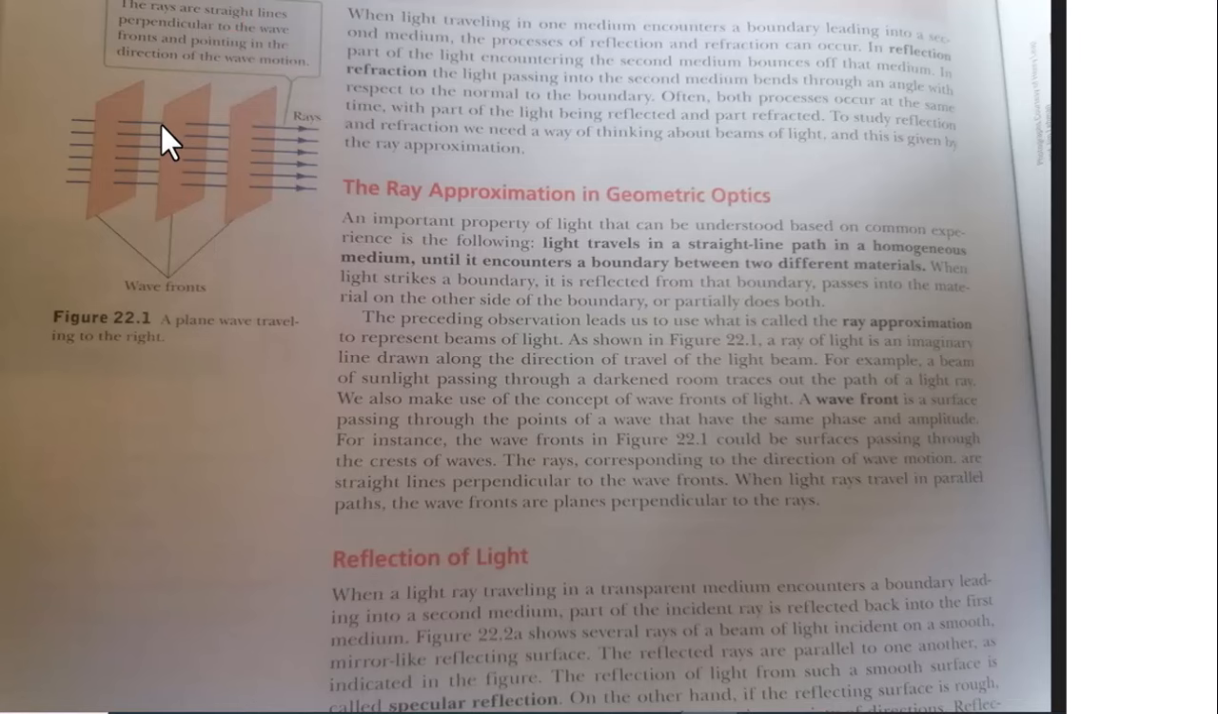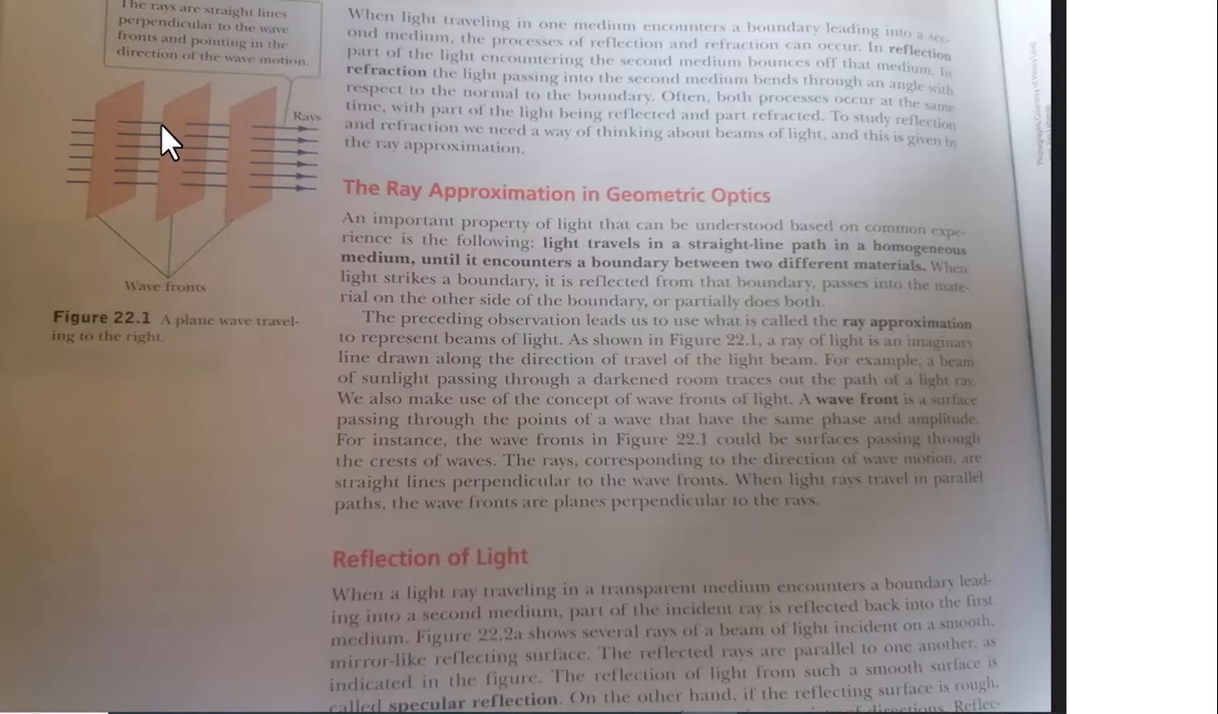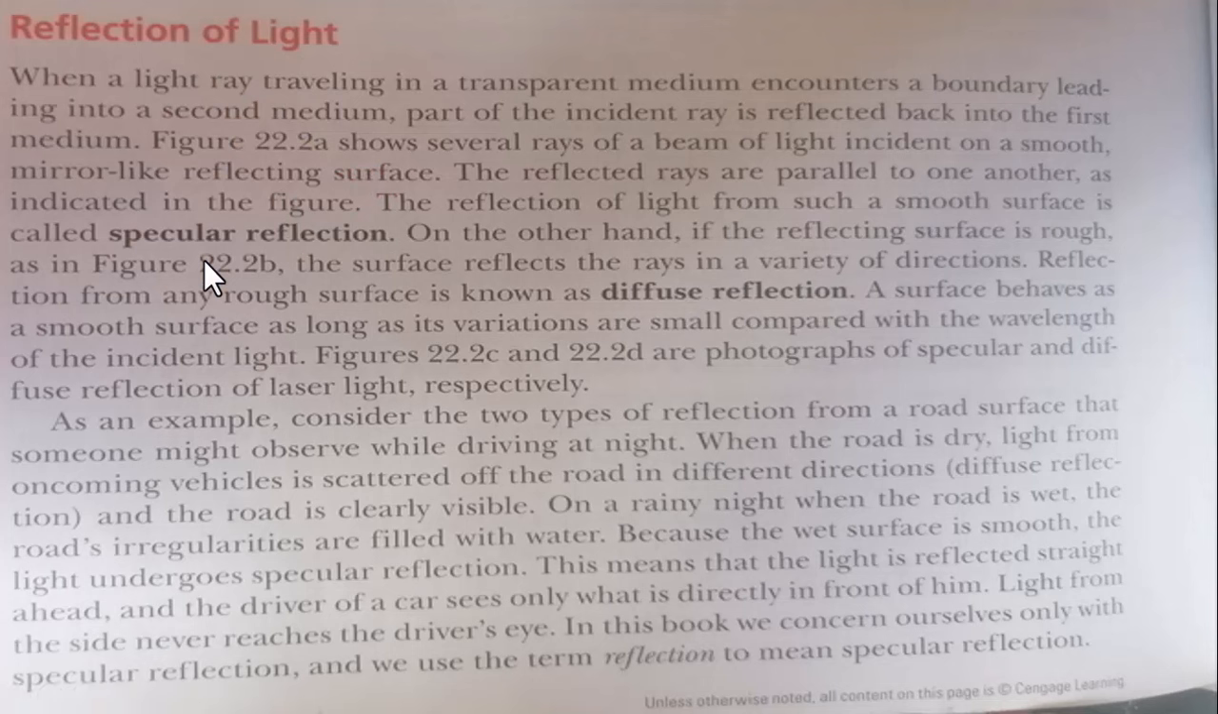Figure 22.2a shows several rays of a beam of light incident on a smooth mirror-like reflecting surface. The reflected rays are parallel to one another, and we saw that, because light travels in straight lines.